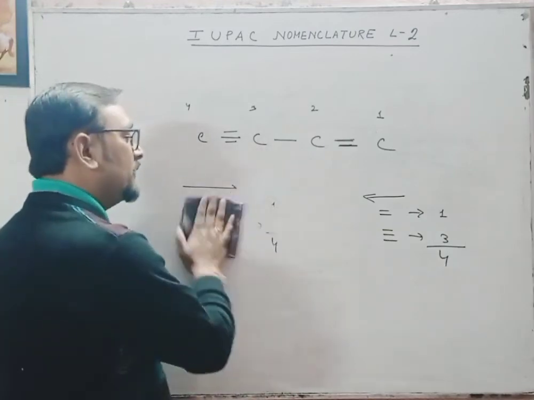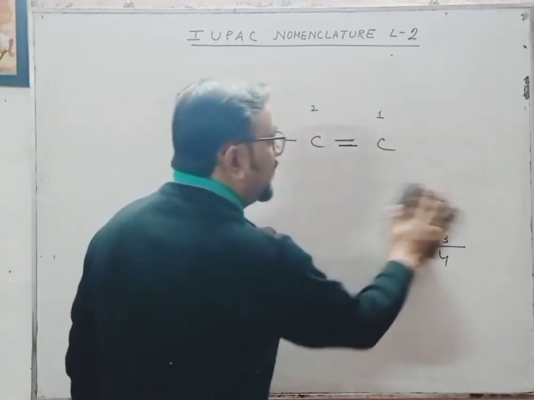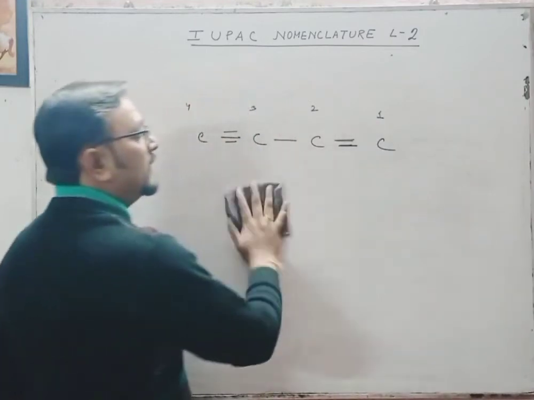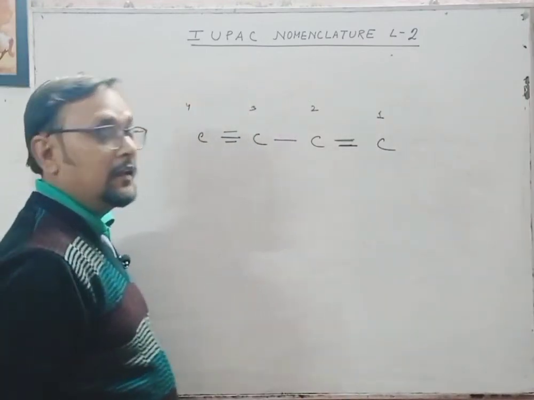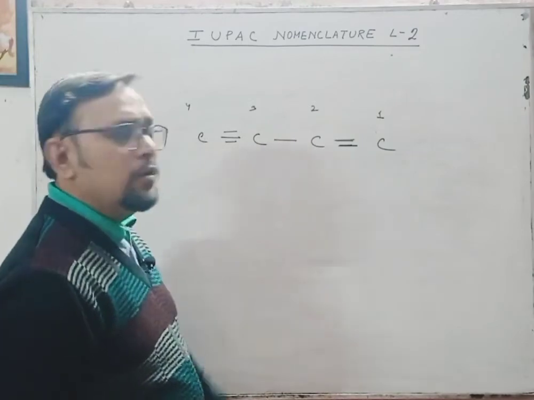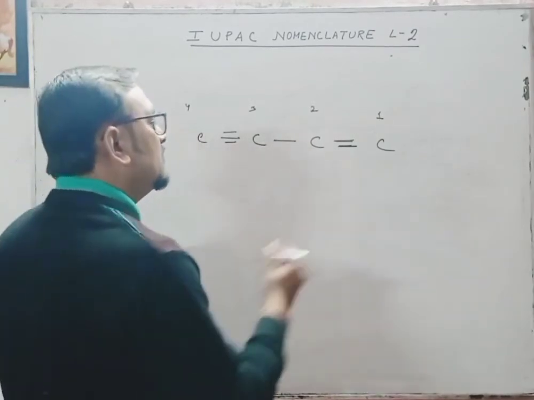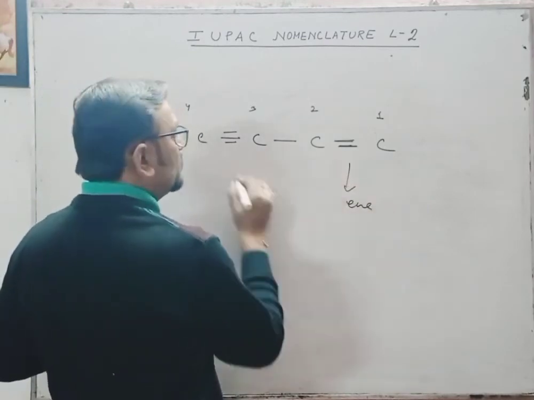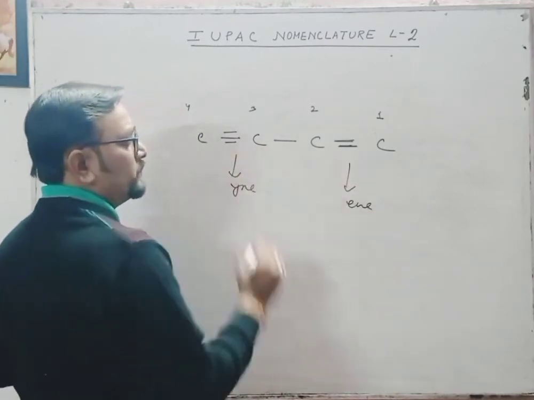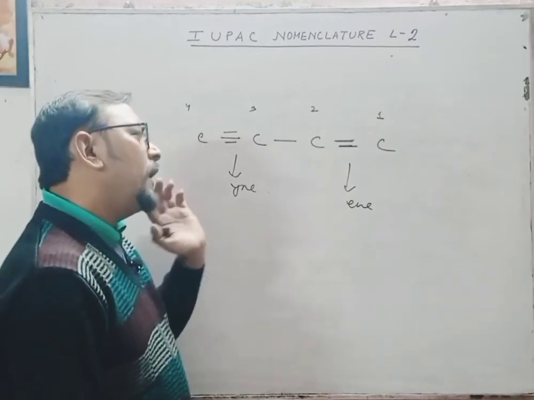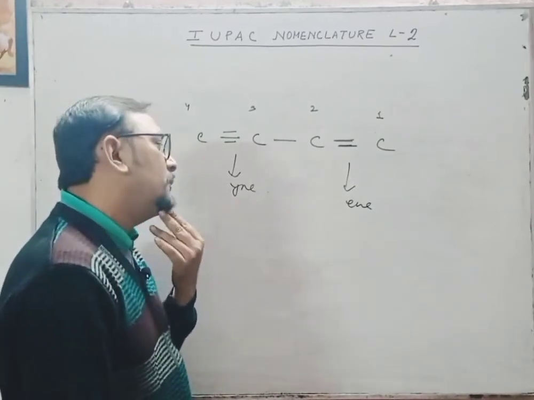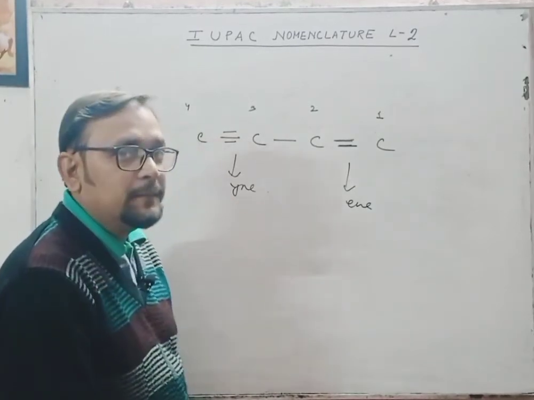Now this is one part. Now another important part, which is very important. Again I am telling you why. There are two primary suffixes, ene and yne, isn't it? For this we will get ene and for this we get yne. Now, what shall be the nature of this compound? Is it an yne or ene?